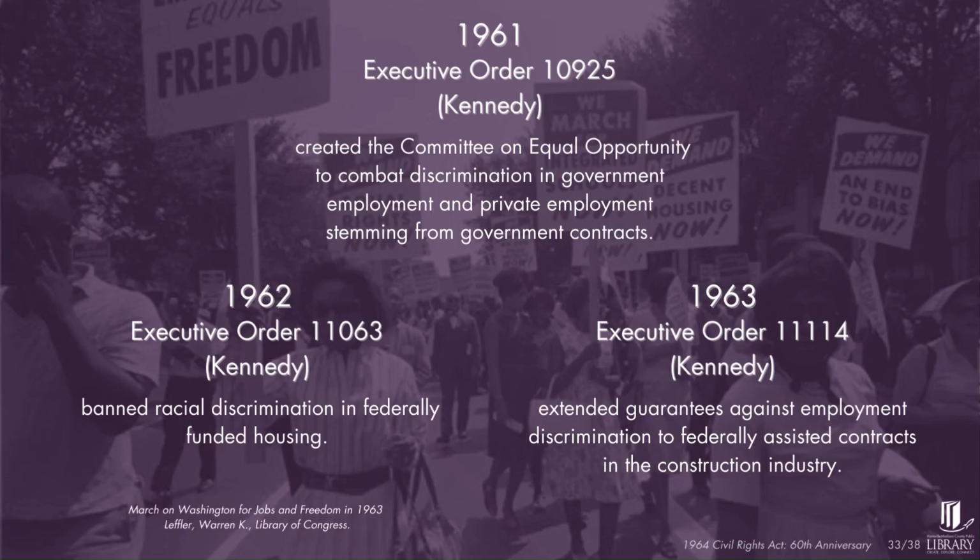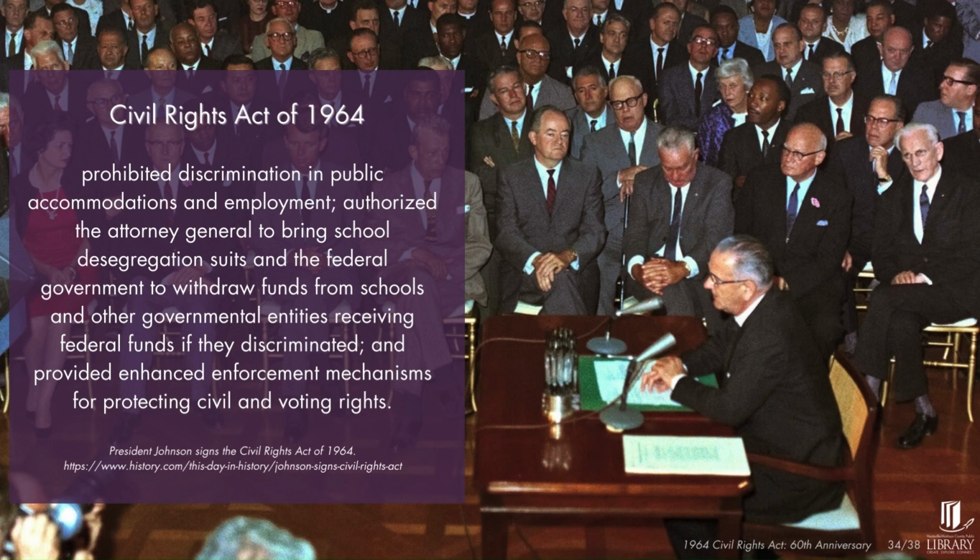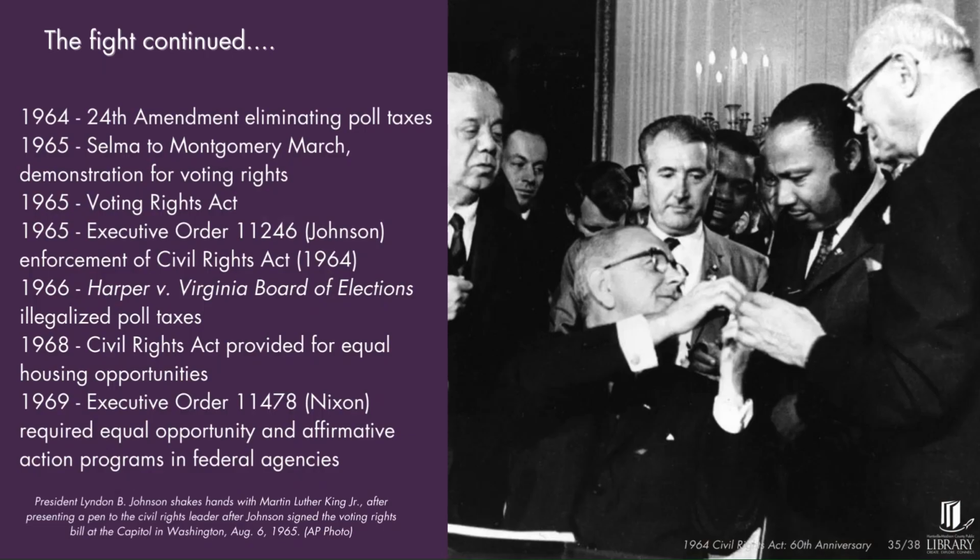Executive orders in the early 1960s continued to create ways to ban racial discrimination in the federal government. The 1964 Civil Rights Act prohibited discrimination in public accommodations, employment, schools, and federally funded programs. It also provided enhanced enforcement mechanisms to protect civil and voting rights. The fight for civil rights continued throughout the 1960s, including for legislation for voting rights, housing rights, and affirmative action programs.